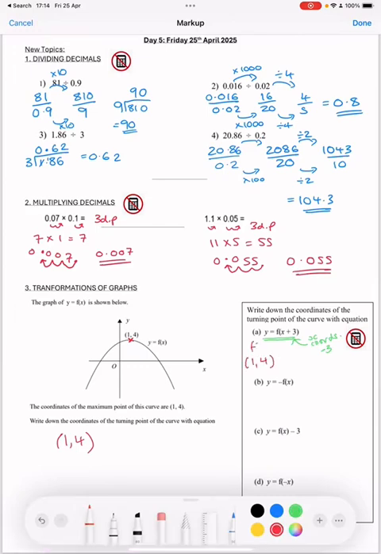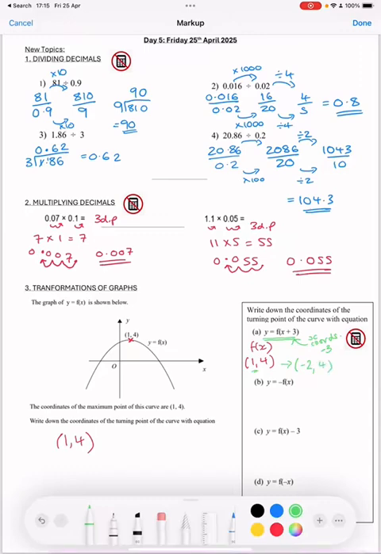for the f of x, and for the f of x plus 3, we're going to take away 3 from the x coordinate to get minus 2, and the y coordinate stays the same.